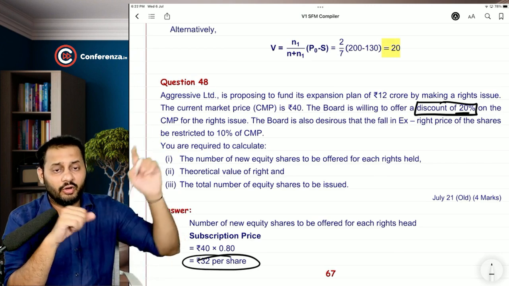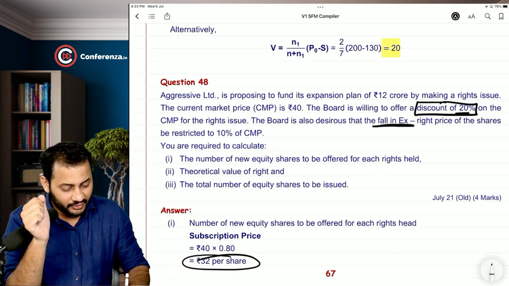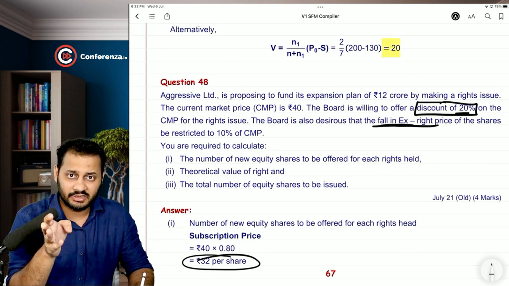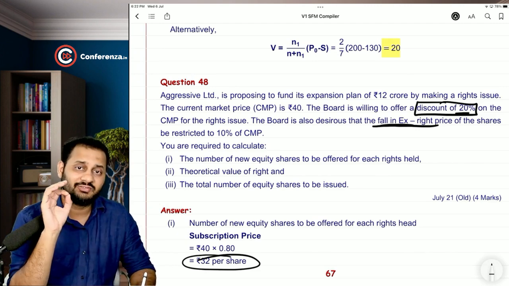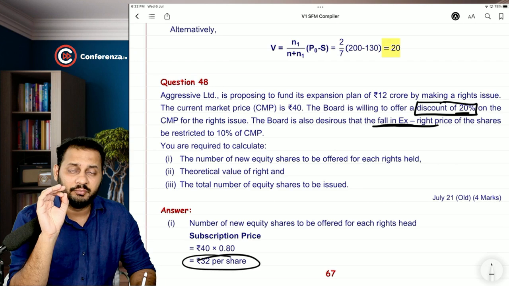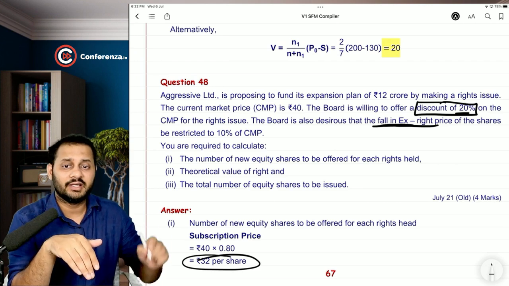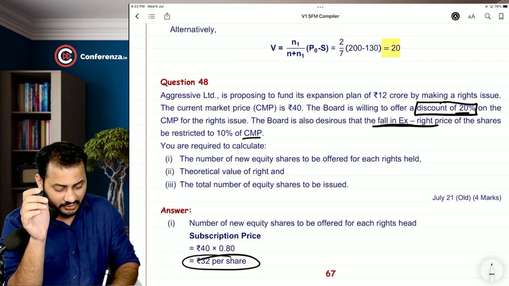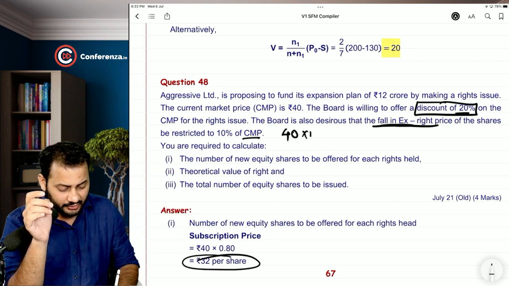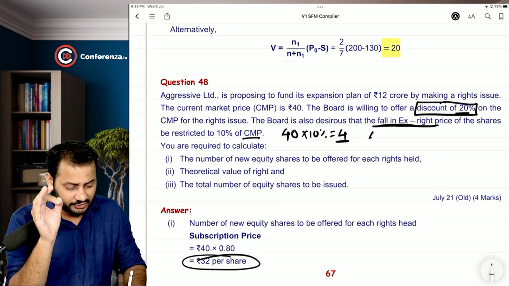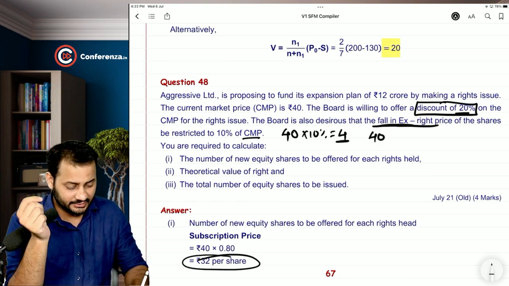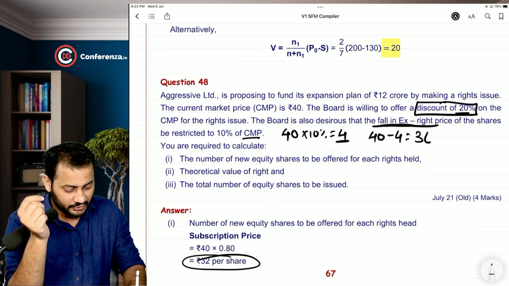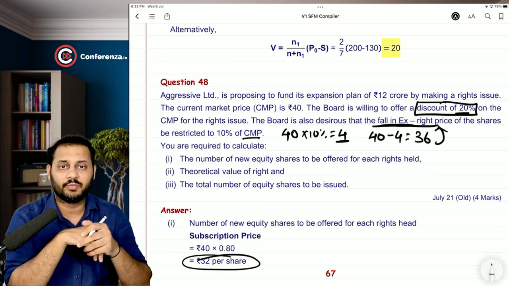Then the board is also desirous that the fall in the X-right price, which they know will happen, is not more than 10%. It should be restricted to 10% of the current market price. So 40 into 10% means 4 rupees. The fall in the share price after the X-right should not be more than 4. So 36 should be the X-right price of the share.